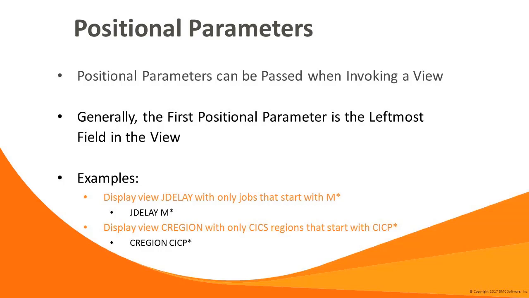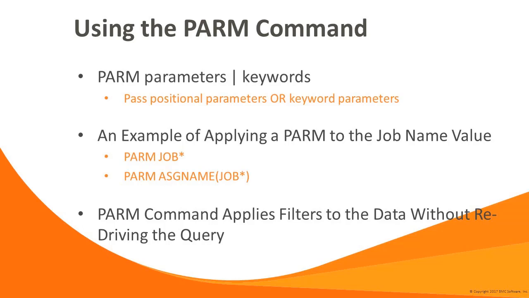Keyword parameters are also supported if you know the element name for a field. Keywords are expressed as element equals argument. The PARM command can be used to pass either keyword or positional parameters to a view. The format of the command for positional parameters is PARM followed by PARM1, PARM2, etc. For a keyword parameter, the format is element equals PARM. In this example, ASGNAME=JOB* displays only address spaces beginning with JOB. Using the PARM command does not update the query in the view. You could also use INK mask to set the filters in the view, which may be easier and quicker.